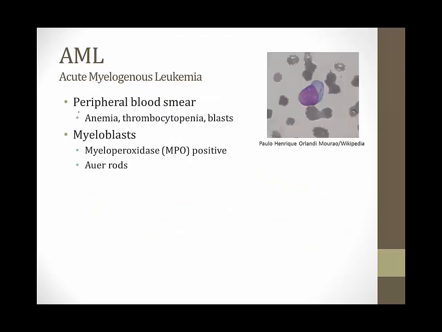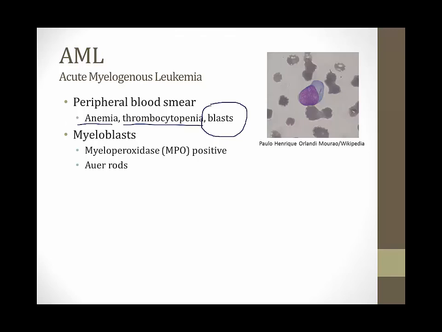So if you understand that slide, then it's easy to understand the findings on a peripheral blood smear in a patient who has acute myelogenous leukemia. First of all, you will see relatively few red cells and platelets, and in addition, you will see the presence of blasts in the peripheral blood smear.